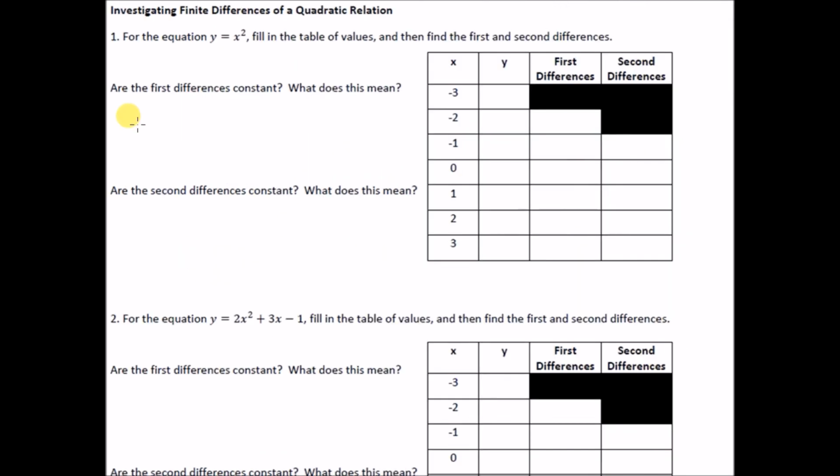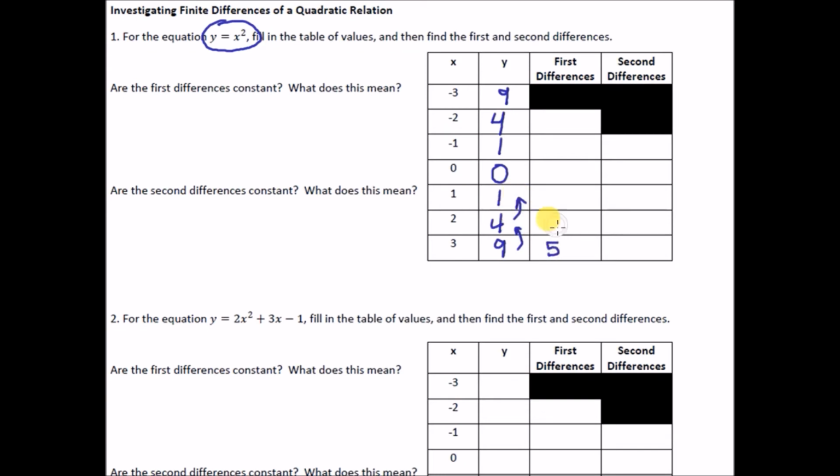Let's investigate finite differences of a quadratic relation. Let's fill in the table, and we're going to be using y equals x squared so many times that you're going to be able to memorize this. So -3 squared, -2 squared, -1 squared, 0 squared. And then this part is going to be symmetric. So let's go ahead and calculate the first differences.